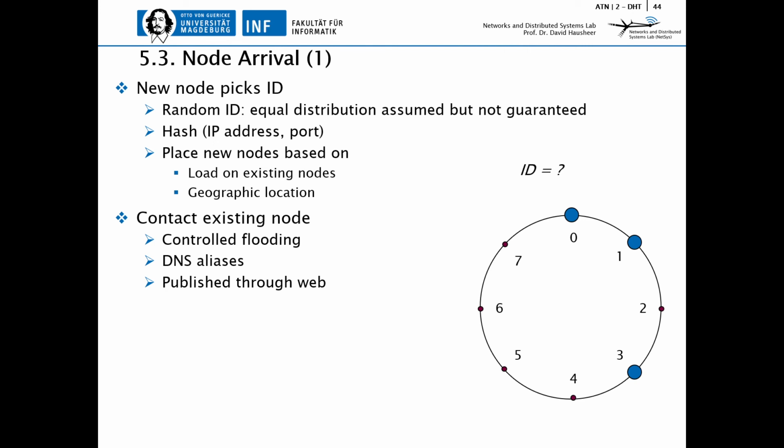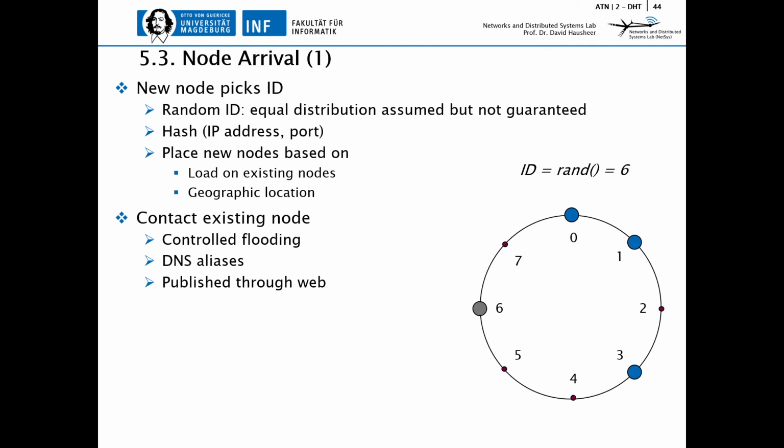Now, once a new node ID has been picked, that new node needs to contact an existing node that it uses as a bootstrap node. This can happen either with a controlled flooding-based approach, or by using a DNS alias that points to a particular node, or by simply going to a website that then publishes existing nodes participating in the Chord DHT.